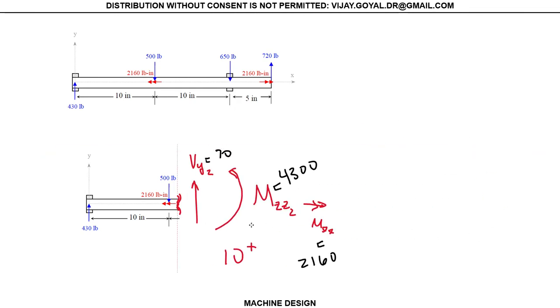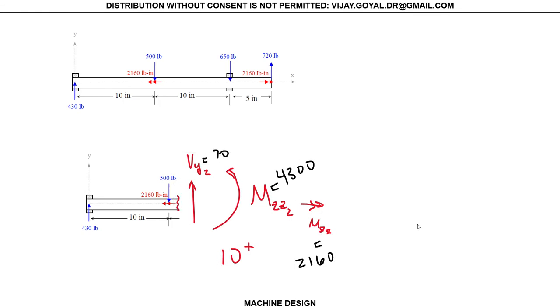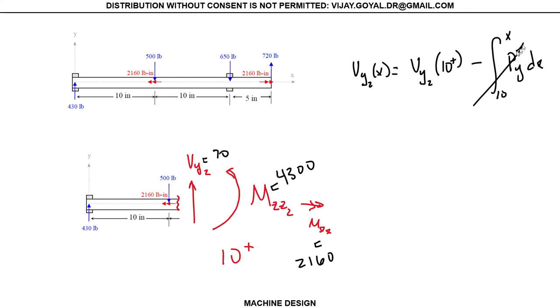We did all this just to find these loads. Okay, that's what we did. Now we need to use our equations. Remember, V2 of x will be V2 at 10 plus minus, again, 10 to x py dx, and we don't have this. So this will equal 70 positive.